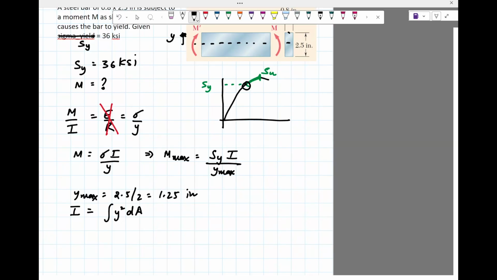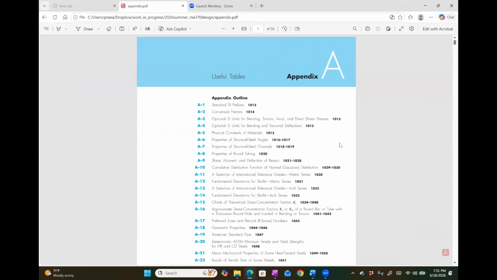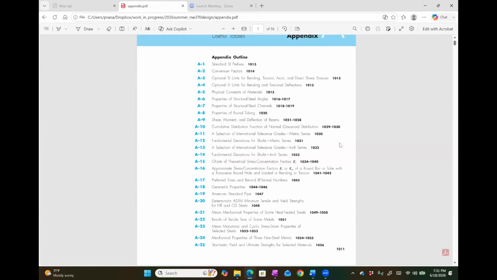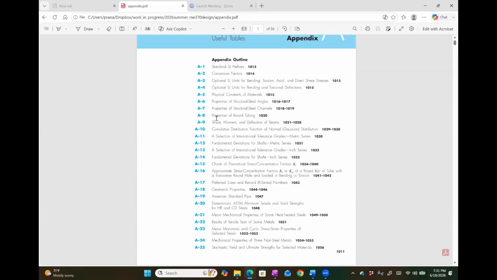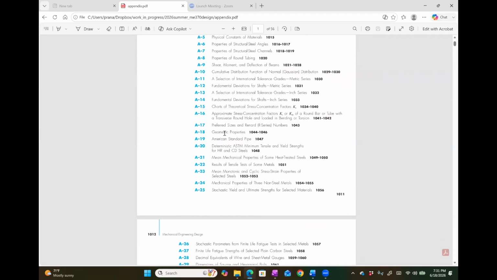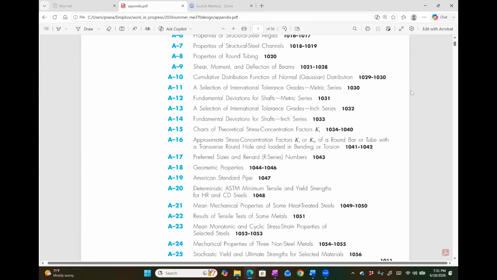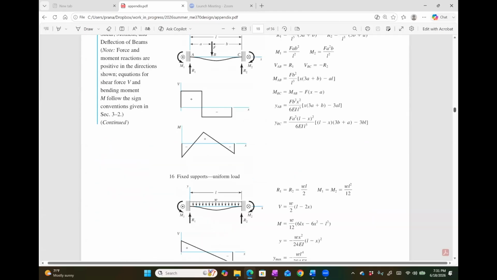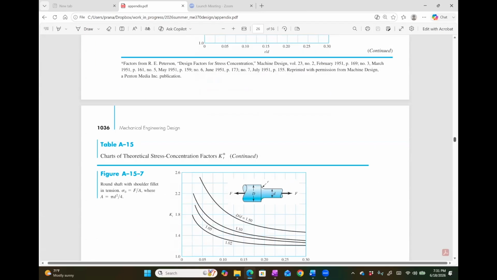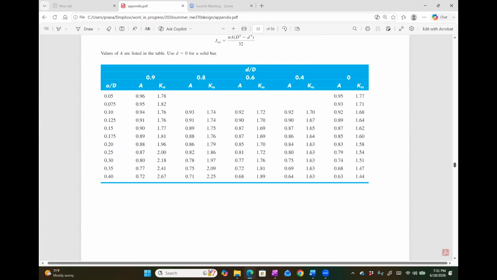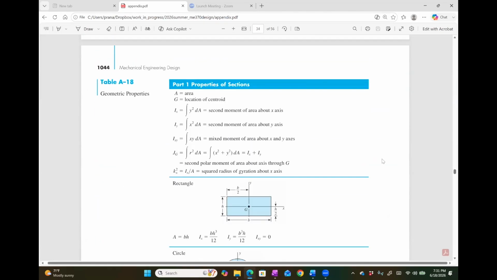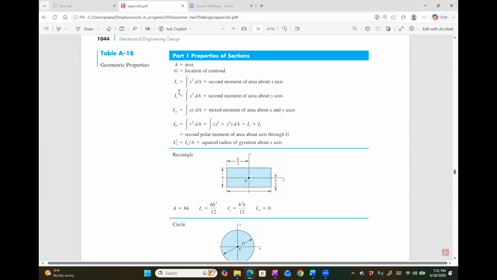Okay, so this is in Appendix A18. This is at the end of the book. There are 34 sections in this. We are looking at A18, geometric properties. Let me blow it up. I think it's page 1044. Okay, here it is. So this gives you the planar moment of inertia for certain sections. So y square dA is what we're after.